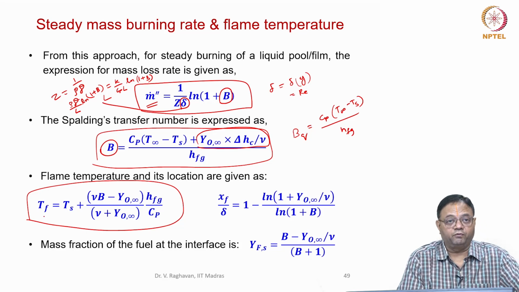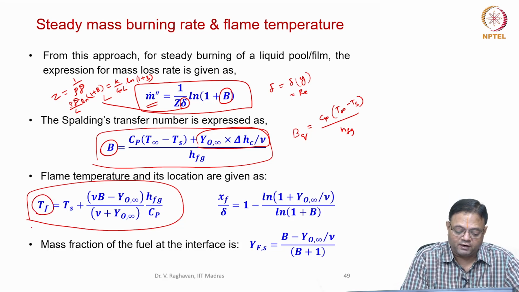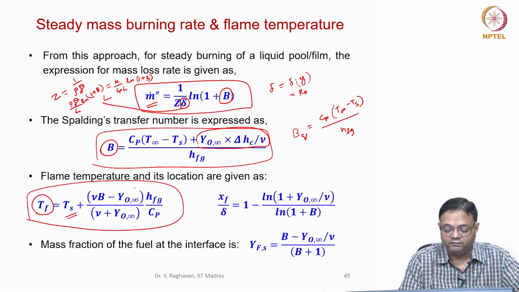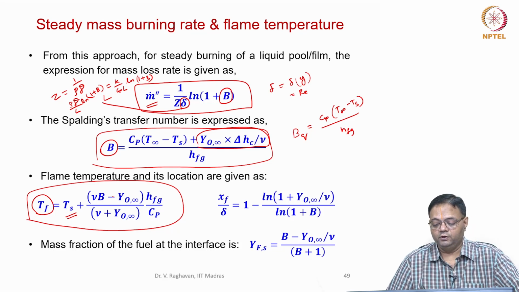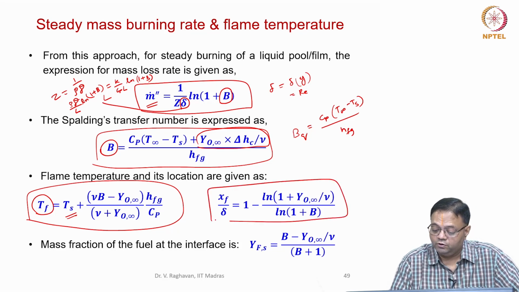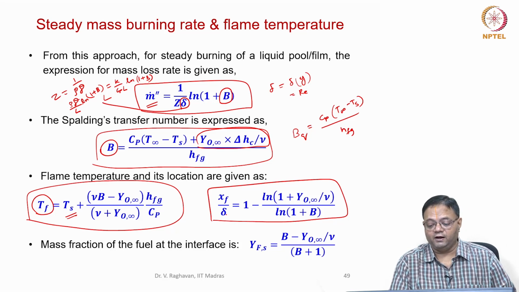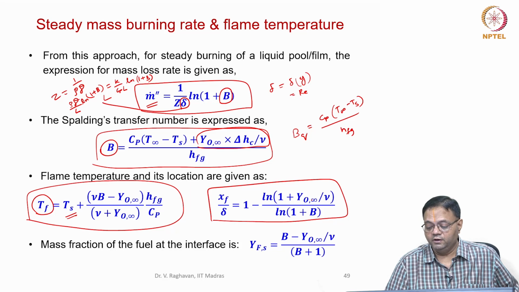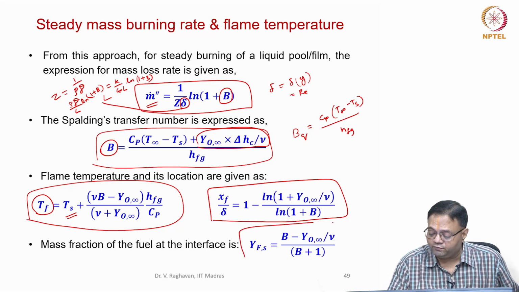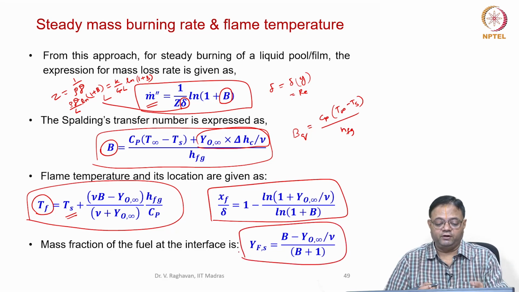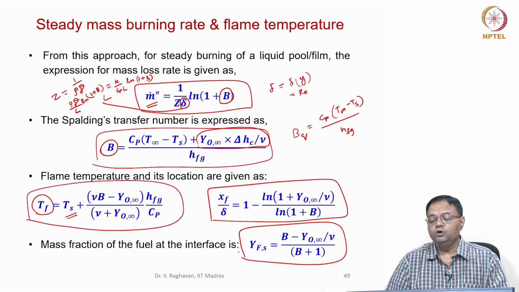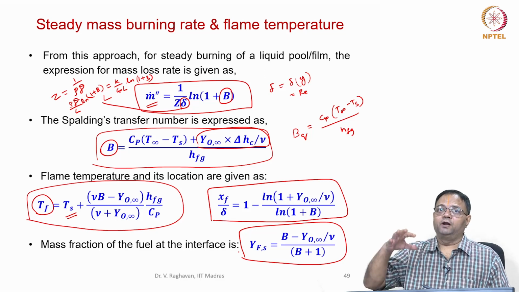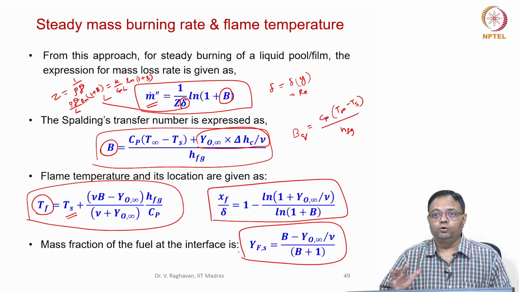Now, once I got the mass loss rate, I can also get the temperature profile. Temperature profile will give you the flame temperature TF, which is the surface temperature plus this value. Similarly, the flame standoff, where the flame location is, with respect to the boundary layer thickness, I can find the value of this. Okay, and the mass fraction at the interface also can be found, because Ts is constant, YFS also will be found.